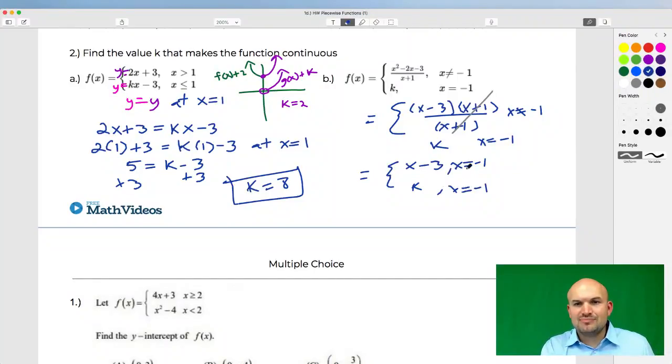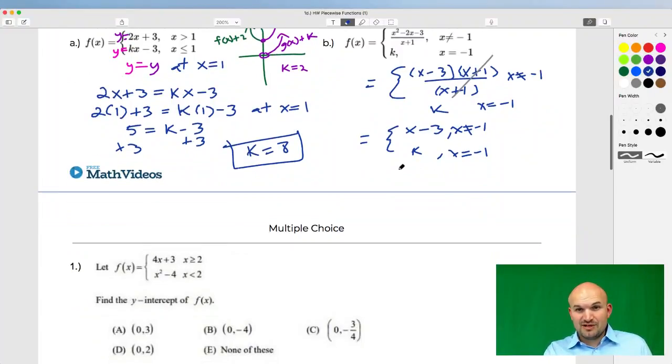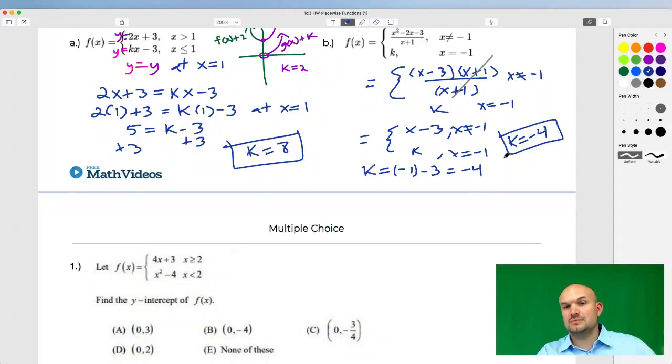Well, guys, now I can plug negative 1 into this equation. I know I'm kind of running out of space here, but if I plug in negative 1 minus 3, I get negative 4. Okay? And so that is going to be my k. So k is equal to negative 4 in this case. And if you were to graph this equation, x squared minus 2x minus 3 divided by x plus 1, what you'd see is a line. Your graphing calculator is not going to show you a hole. But if you look at the value at negative 1 of that equation, you're going to get negative 4. And that's the value that's going to plug that hole.